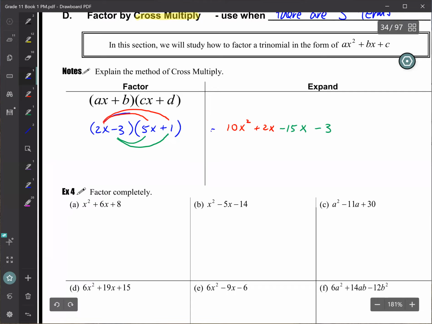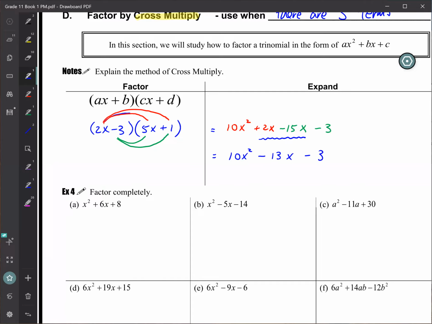Okay, and then we can combine the like terms in the middle, right? 2x minus 15x. What would that be, Brandon? What would that equal? Negative 13x. So your final look will be 10x squared minus 13x minus 3.